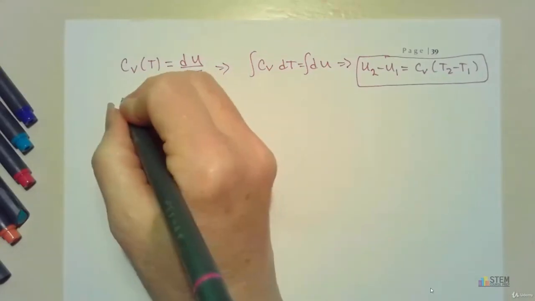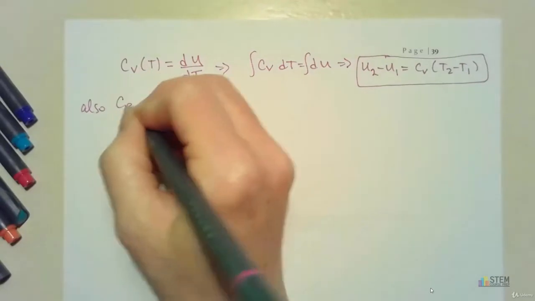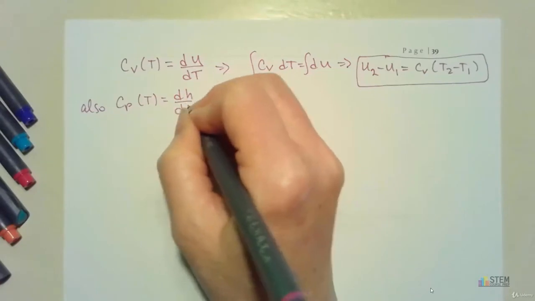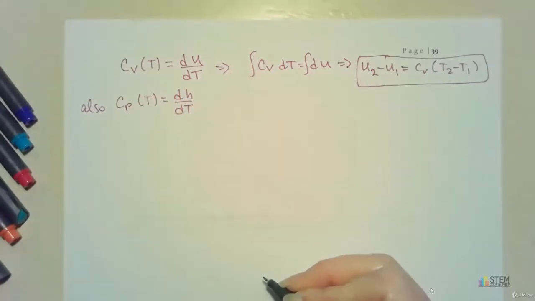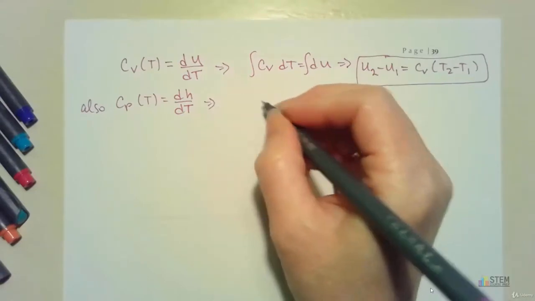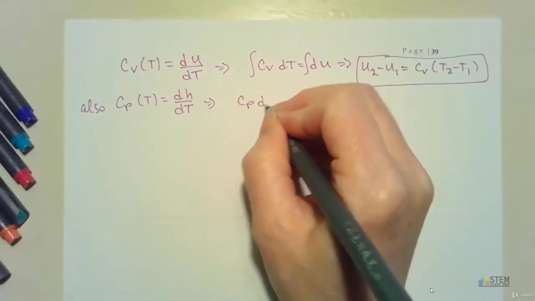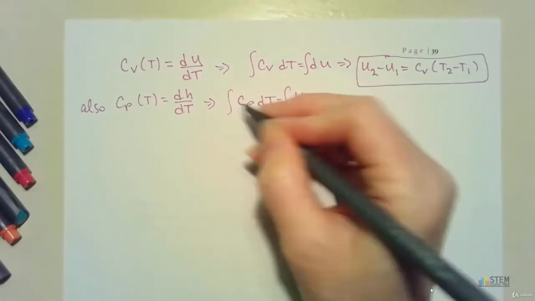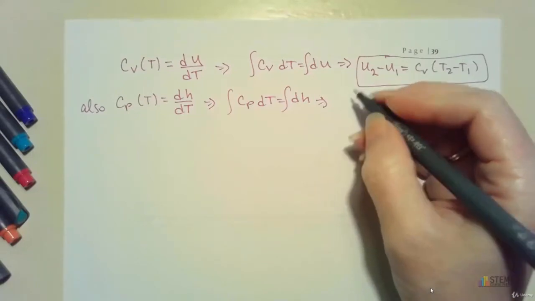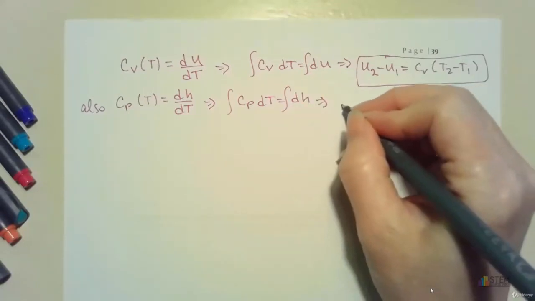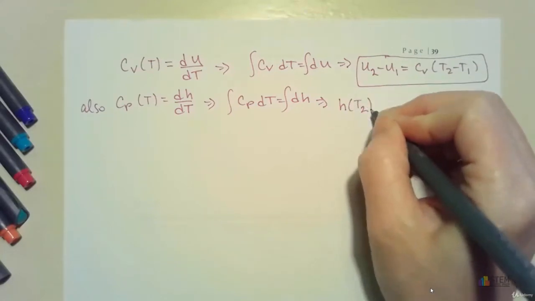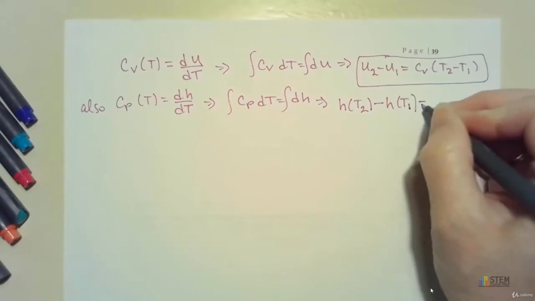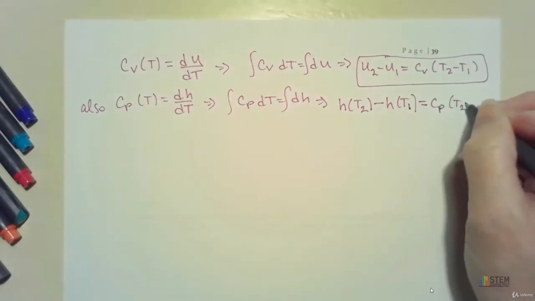Now, we also know that we have specific heat at constant pressure. This is also a function of temperature. It is equal to dh dT. Now, if we do the same thing here, we cross multiply, we'll have Cp times dT equals dh. Derivative on both sides. Let's go ahead and integrate that. And if we evaluate at state 1 and state 2, that's going to give us the specific enthalpy at temperature 2 minus the specific enthalpy at temperature 1, and that equals Cp times T2 minus T1.